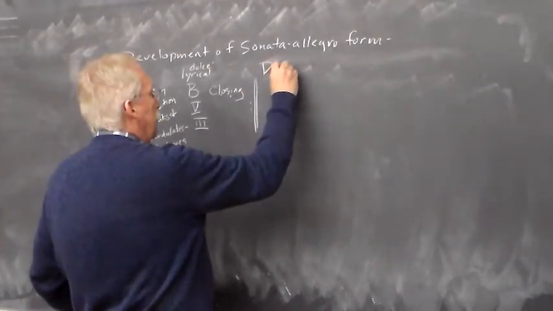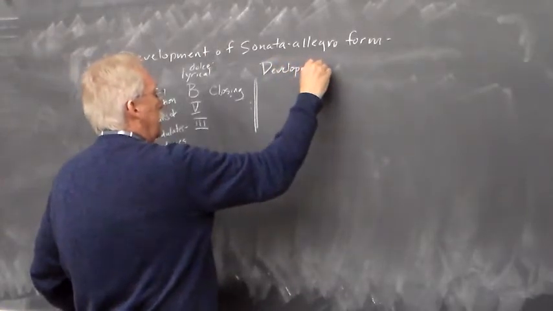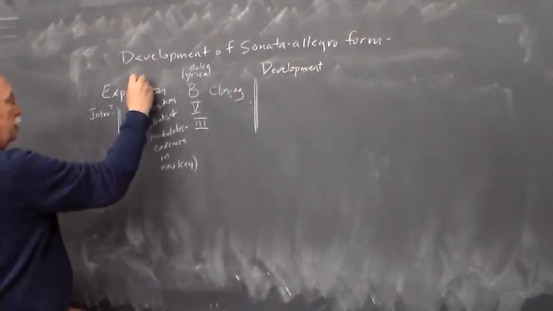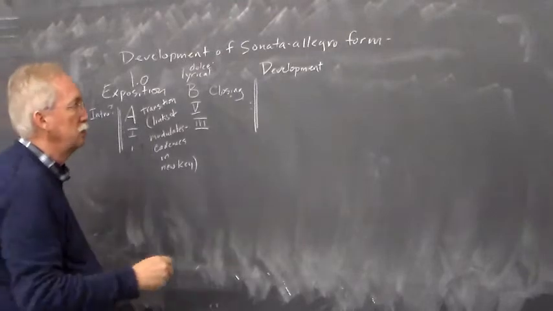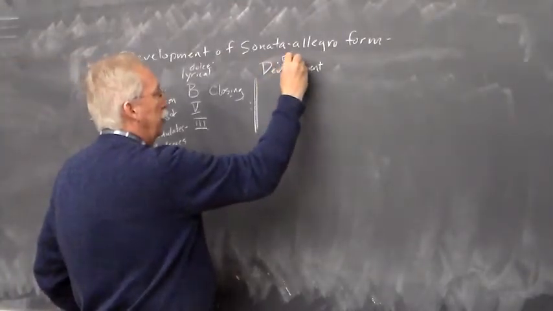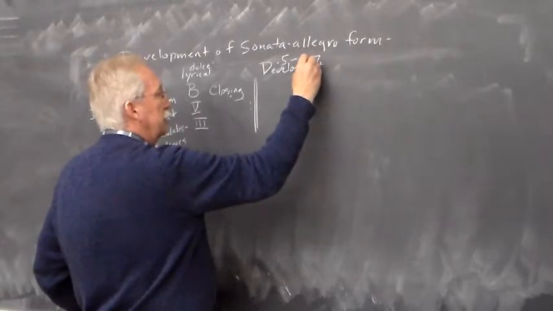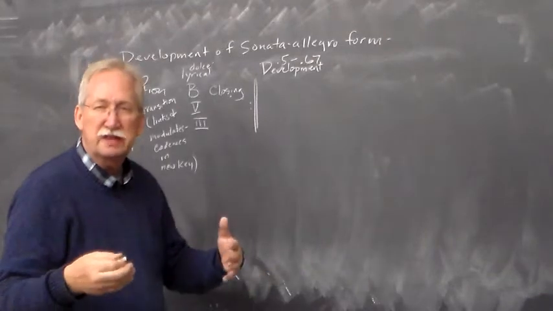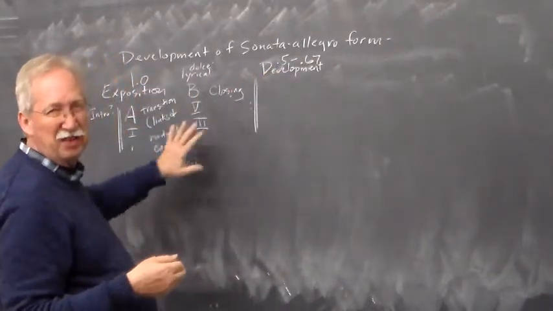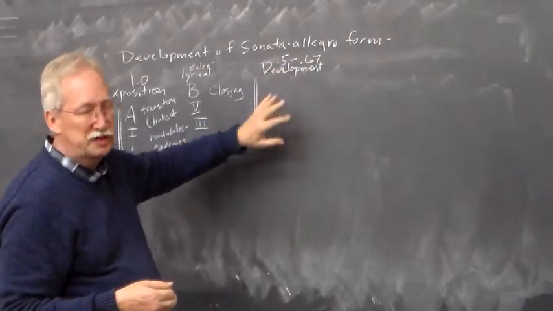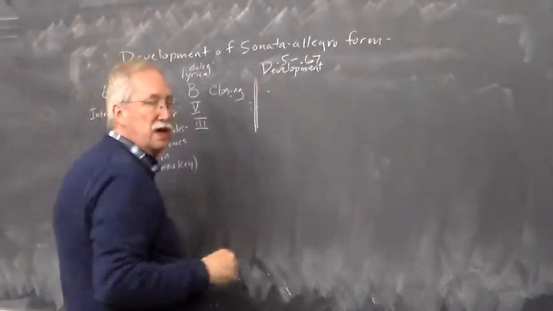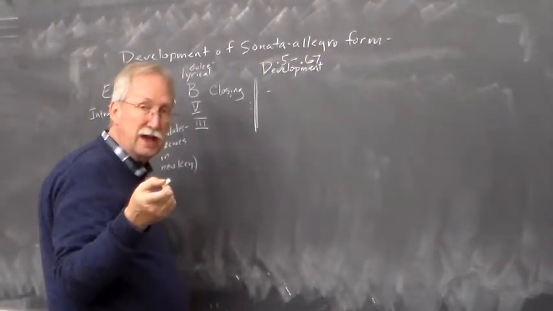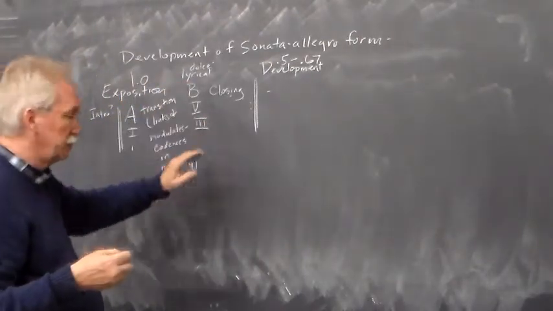Then, the development. In general, if the exposition is 1.0, this is like 0.5 to 0.67. It's not that precise, but half to 2/3 the length. In other words, not longer than the exposition. So this will be a shorter section. It is the most unpredictable as far as exactly what's going to happen. So one thing you are expecting to happen is that it will develop themes that you heard in the exposition.